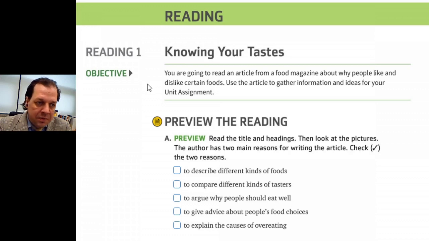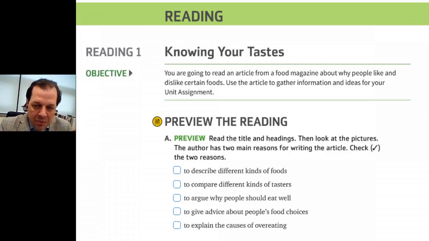Let's get to the first reading. Okay, reading 1 is called Knowing Your Tastes. And you can call that your taste. It could be different for anything from food to your style of clothing, okay, to your taste in men or women, okay, personalities. Knowing your tastes, in this case, we're looking at food magazine. So it's going to be more specifically based about your food taste.